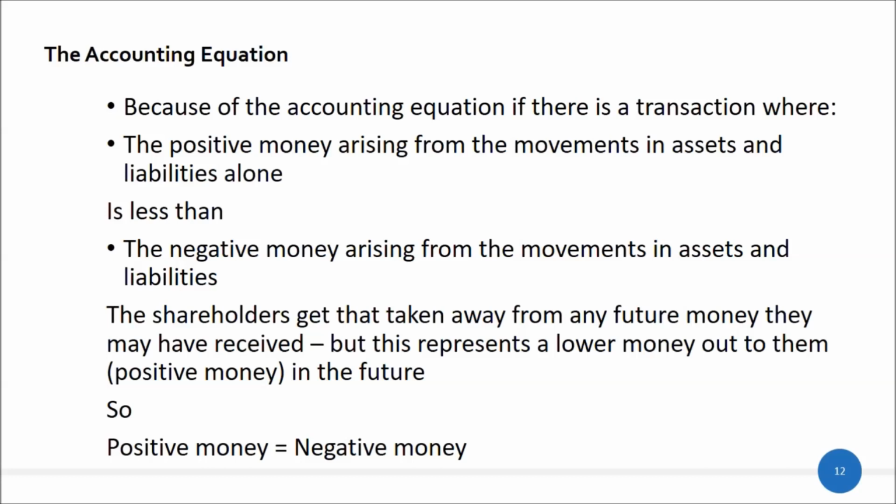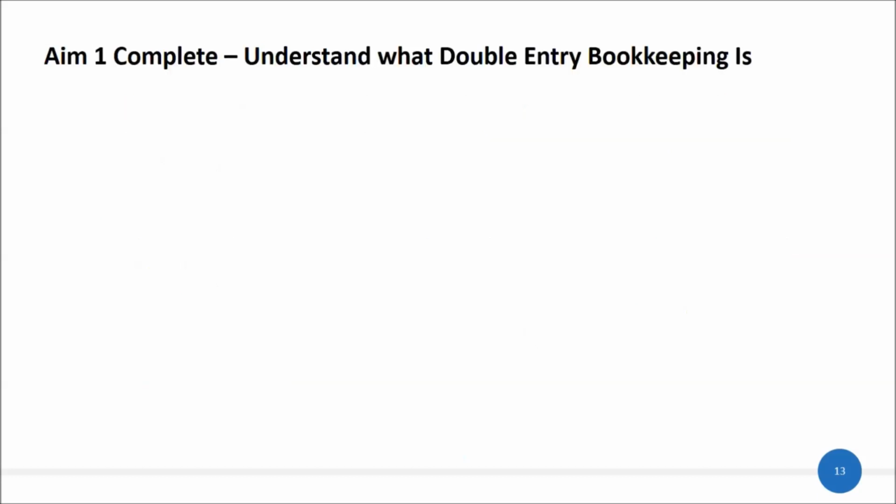The positive money that we got from the asset movement less the negative money that we got from the liability movement. The equity comes in. Now it's a lower money out figure, so that's a positive money movement. So they just balance it up, and therefore we always end up in the situation where positive money is equal to negative money. There's no escape from it.